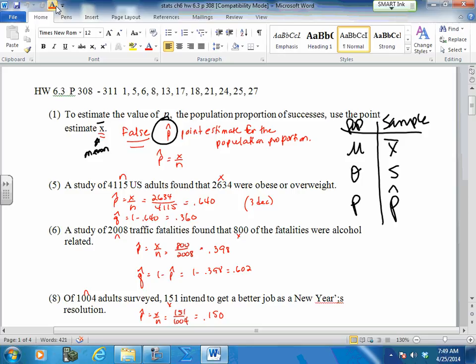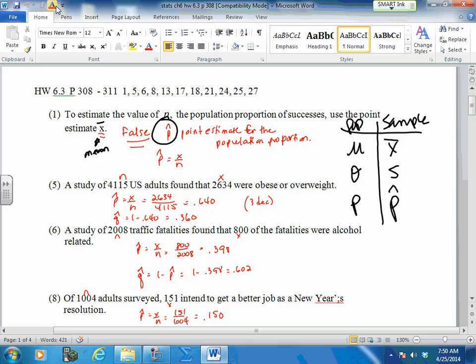Okay, and 5 and 6 and 8, actually, you just have to build your proportion, part over whole. Remember, the larger number is on the bottom. You need a proportion, a part of that. It can't be greater than 1. So N is your 4,115, X is your 2,634. Build a proportion. Go 3 decimals. And the Q hat is 1 minus your P hat.